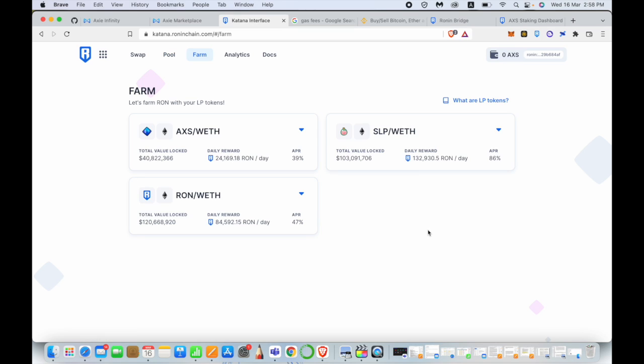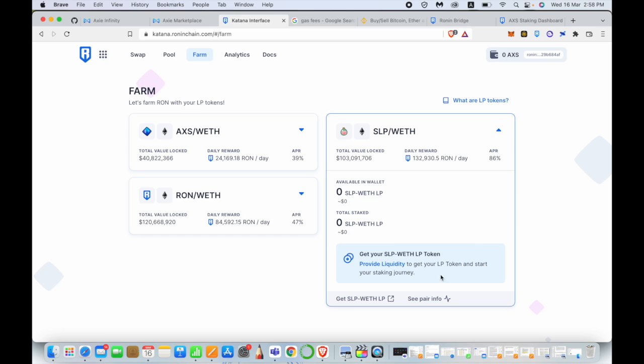And once you have a liquidity pair, you can click on farm, and on this site you will be able to stake your liquidity pair, and you'll be able to earn 86% annual percentage return for SLP and REEF, 39% for AXS and Wrap Ethereum, and 47% for Ronin tokens and Wrap Ethereum. Just note that the annual percentage return, although it sounds very good compared to a bank rate, right? Bank rate is like 0.5%, something like that. But the 86% is actually not paid in a real fiat currency. It is paid out in Ronin tokens, which is a type of crypto.